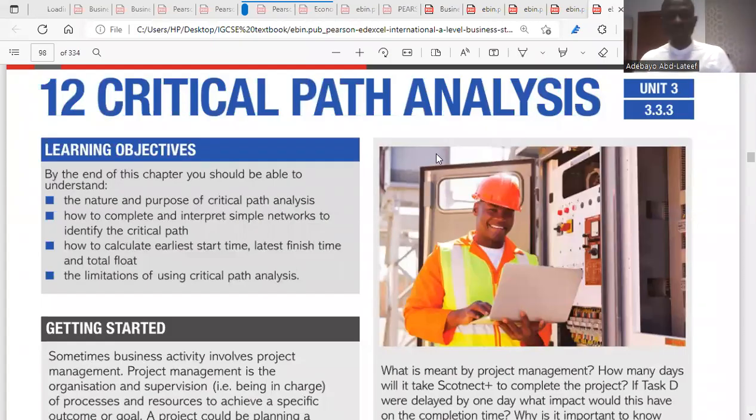Okay, we go to chapter 12, critical path analysis. We call it critical path analysis or network analysis. What does critical path analysis have to do with our project?